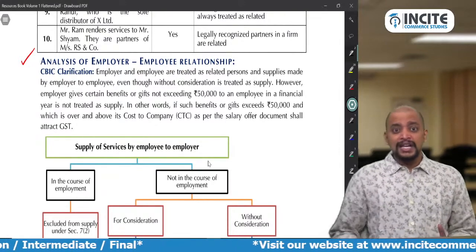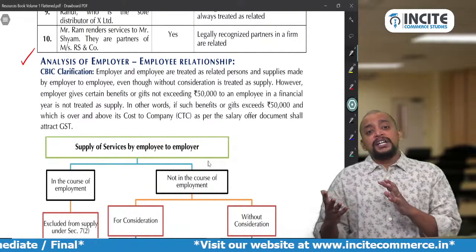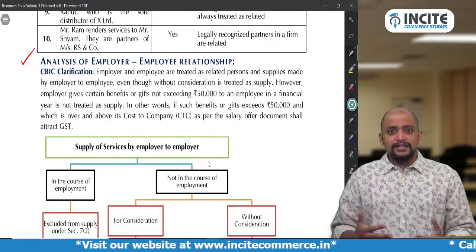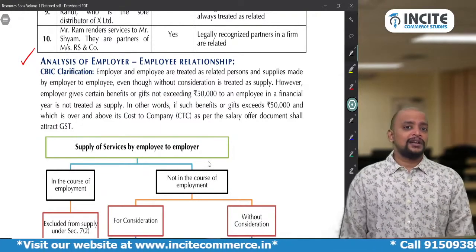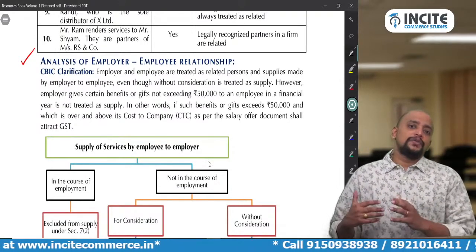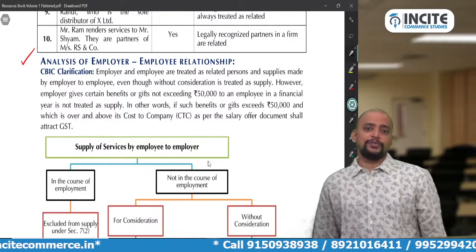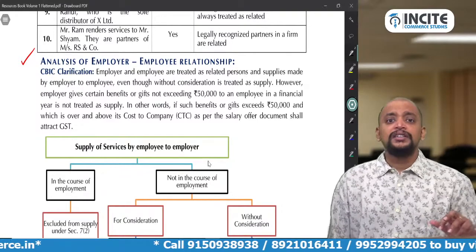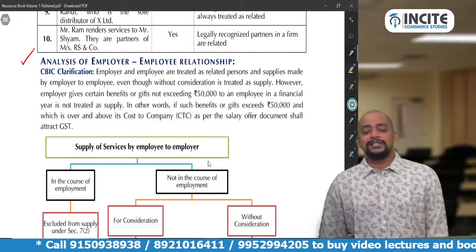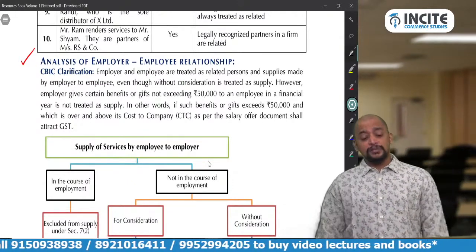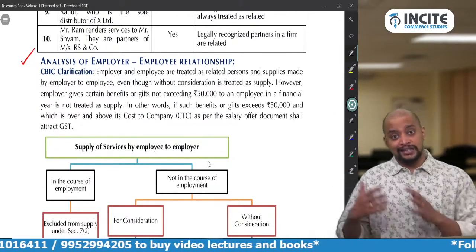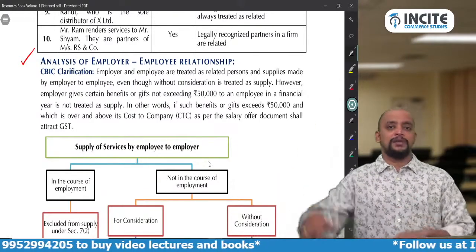So what does it mean? It means that whatever is covered under the salary offer document, those perquisites will not be coming under supply. So don't bring it under gift. What is a gift? A gift is something which is not covered under the salary offer document. If it is covered under the salary offer document, it is not a gift. Then what? It forms part of salary. When it forms part of salary, it will not be chargeable to GST. It is excluded from supply. So a gift is only something which is not covered under the salary offer document. And that gift, if the value exceeds 50,000, then only it will become supply.